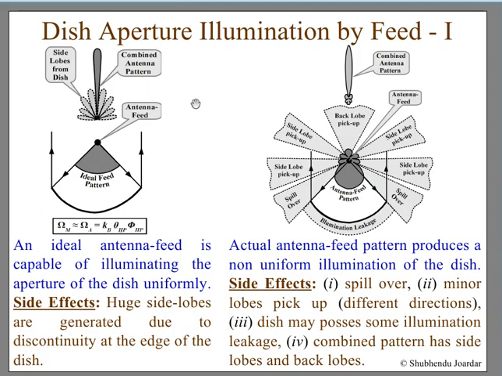Then we go to dish aperture illumination by the feed. Now, you know from the reciprocity theorem that the transmission and reception properties of an antenna are identical. So sometimes in this lecture we will talk about the feed illuminating the dish, that means it is transmitting, and sometimes we will use reception terminology. But all it means is that the properties we talk about remain the same for both of them. This is for our convenience.